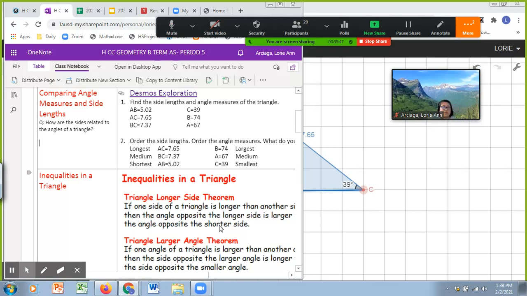Yeah, explain what we discovered here. The longest side is located across which angle? The shortest side is located across which angle? So just explain that in your own words, right here.